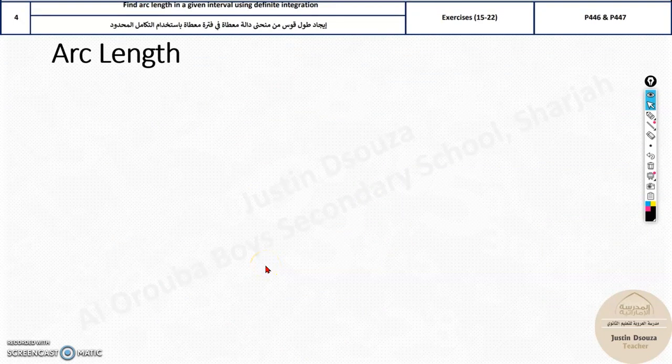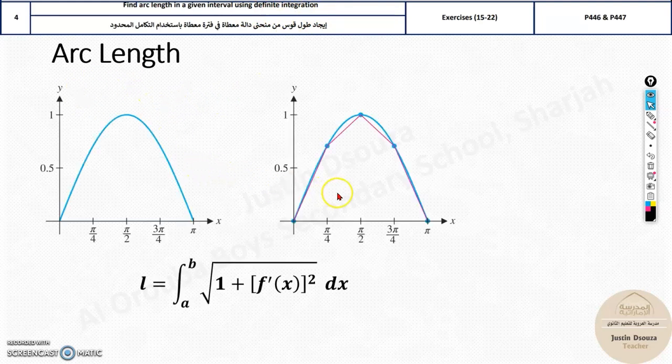The fourth topic is to find the arc length in a given interval using definite integration. Definite integration means the limits will be given. Arc length is given by this formula over here. The arc length equals the integral from a to b of the square root of 1 plus f dash of x the whole square dx. Now this is a very important term. F dash means it's the derivative. So we need to find the derivative of the given function and then substitute it. The formula is very straightforward.